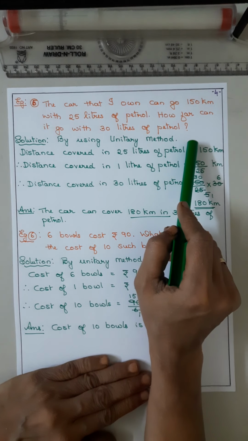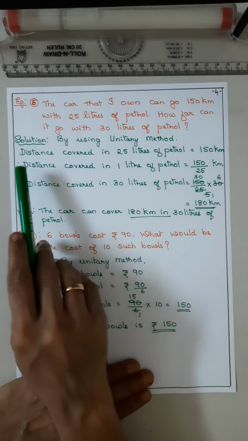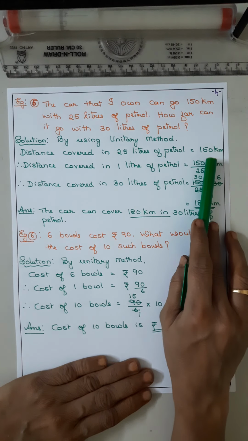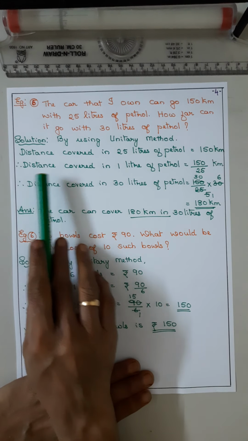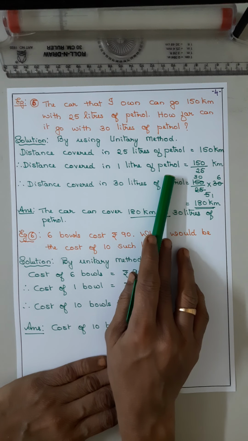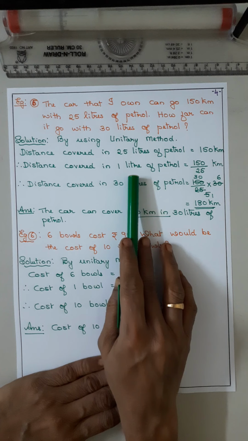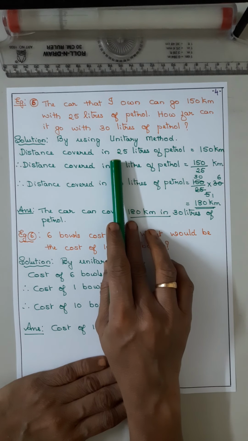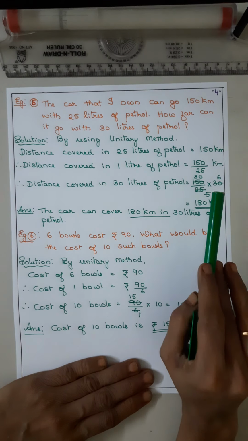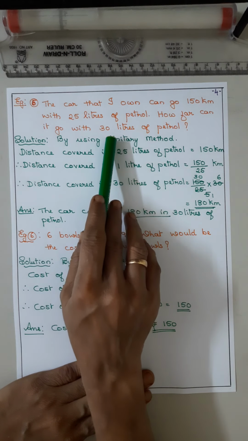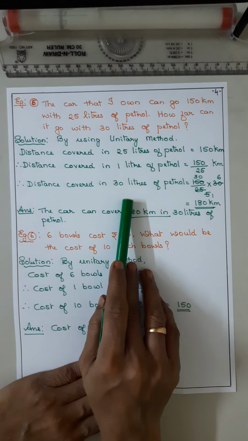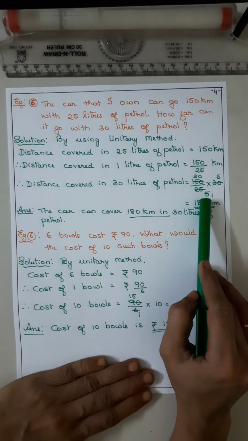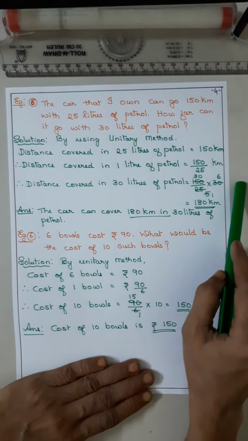So by using the unitary method, first what will you write? Distance covered in 25 liters of petrol: how much? 150 kilometers. Now you write distance covered in 1 liter of petrol. In the unitary method it is the same, right? First step is you have to find for 1. So that is division. 150 divided by 25 kilometers. Write. Now distance covered in, what is the question? 30 liters. So what do we have to do? In the second step, what we got here, that is 150 by 25 into 30.